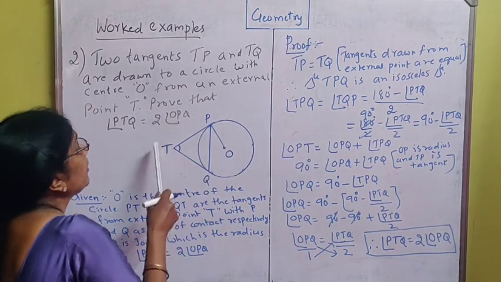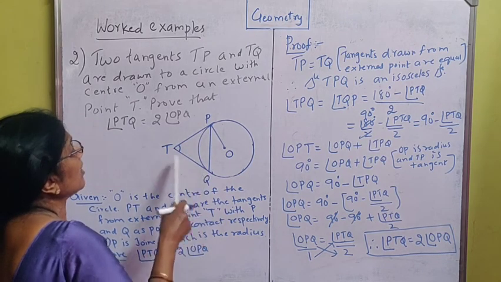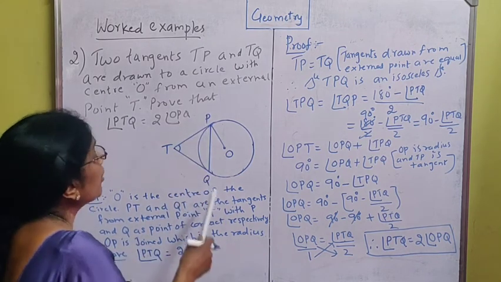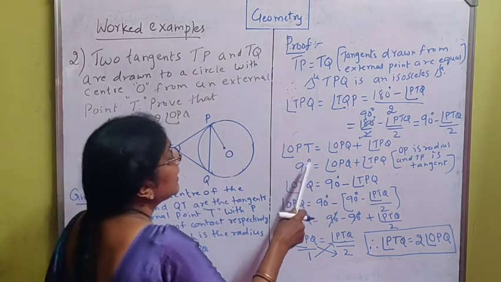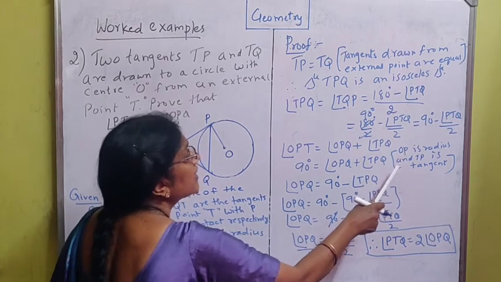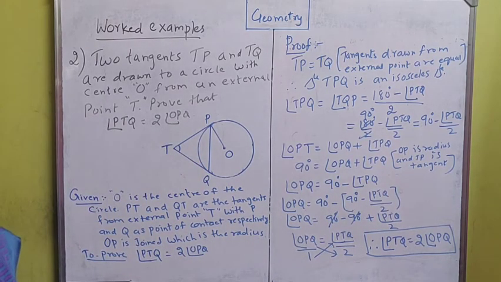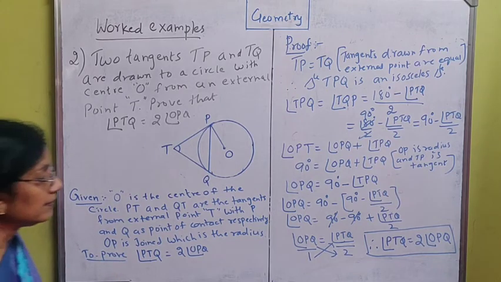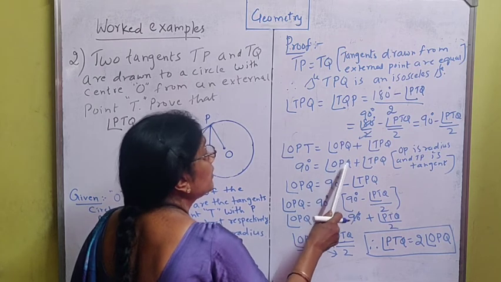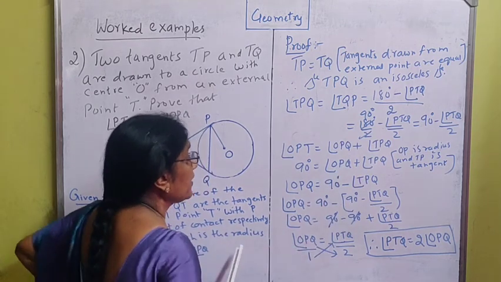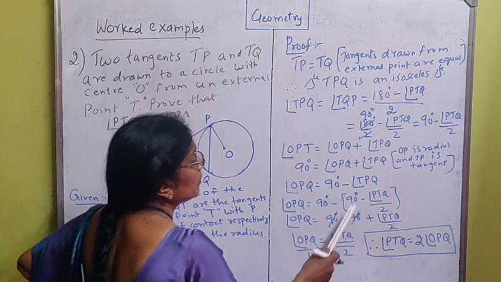What is angle OPT over here? Angle OPT is made by angle OPQ plus angle TPQ. So I want to find out what OPT is. OPT is 90 degrees. Why? Because OP is radius and TP is tangent. Theorem 4.1: tangent and radius are perpendicular to each other. So I want to find out the OPQ value. So I took OPQ to this side and TPQ I brought to the left hand side. So what I got? Angle OPQ is equal to 90 degrees minus angle TPQ.